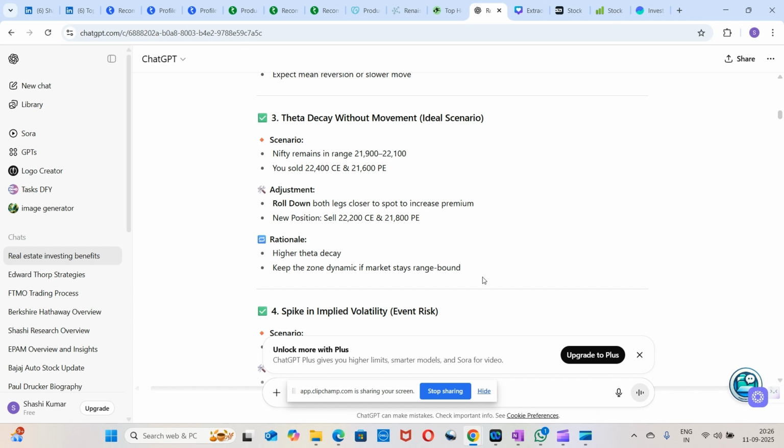You could book the profit, and because the market is range bound, you could move closer to the spot, like you could sell 22,200 and 21,800. That will improve your premium. It will give you higher theta decay. It will keep the zone dynamic if the market stays range bound.